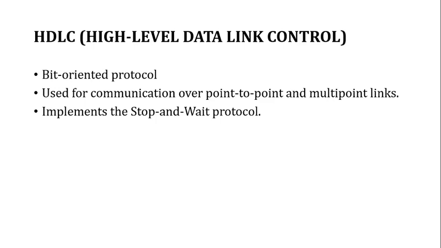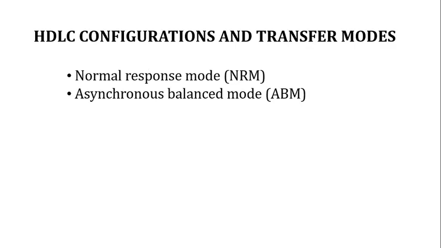HDLC is a bit-oriented protocol. It is used for communication over point-to-point and multi-point links. It implements the stop and wait protocol. When we talk about its configuration and transfer modes, HDLC provides two common transfer modes that can be used in different configurations. One is NRM, normal response mode, and the second one is ABM, asynchronous balanced mode.